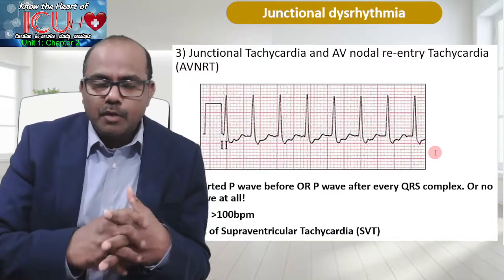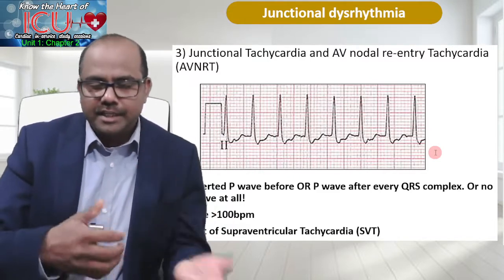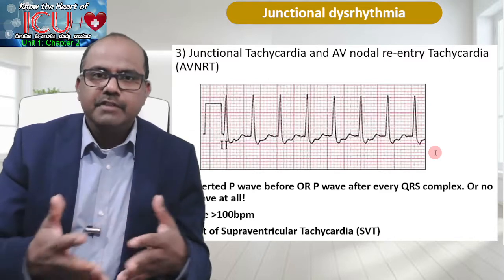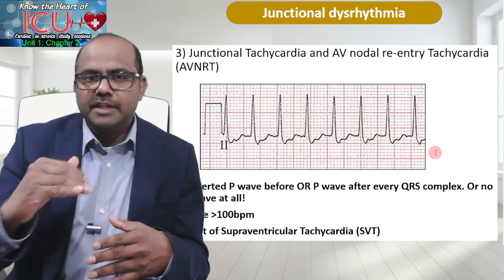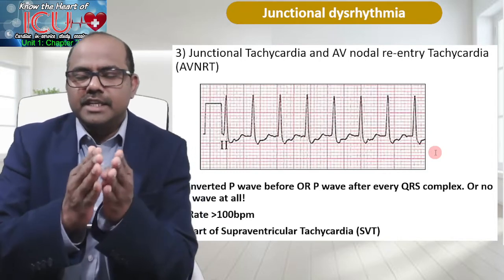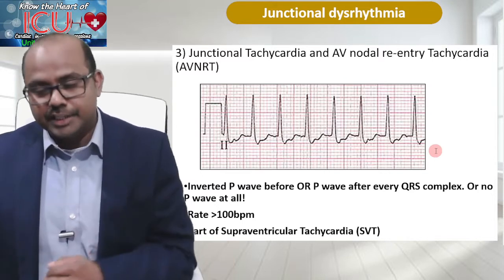Or clinically, if you want to distinguish between junctional and atrial tachycardia, you have to give adenosine and record your ECG. When adenosine is given, your AV node is blocked, so your ventricular rate will slow down, but you can see your P waves clearly if there is an atrial tachycardia.